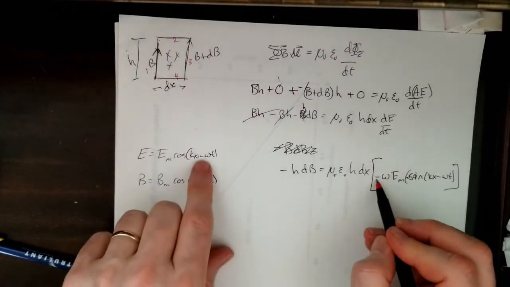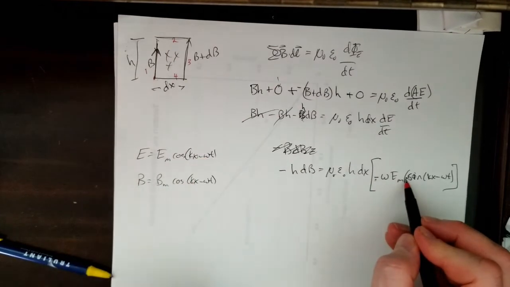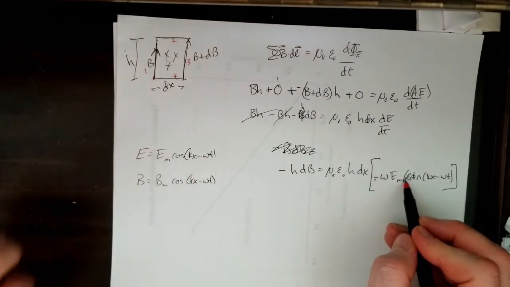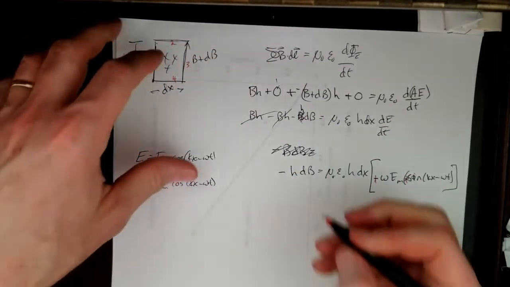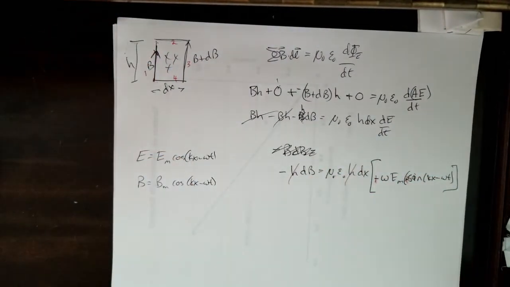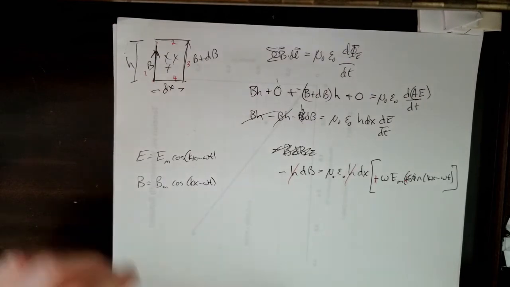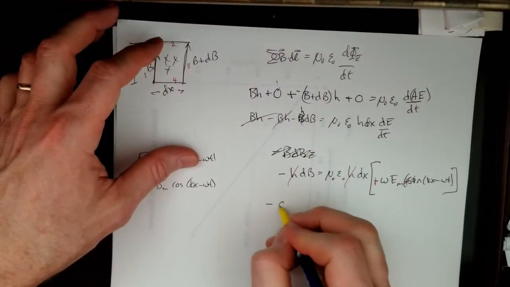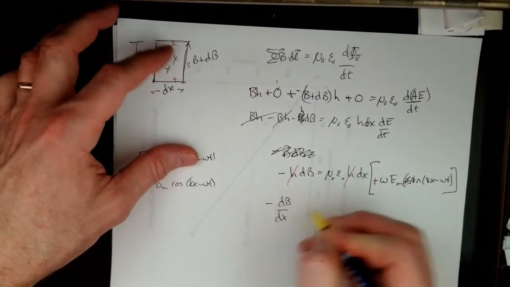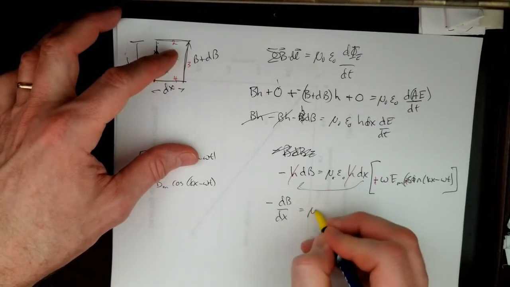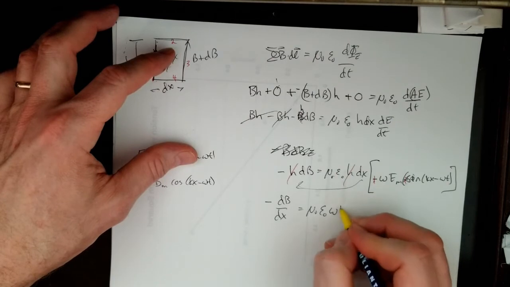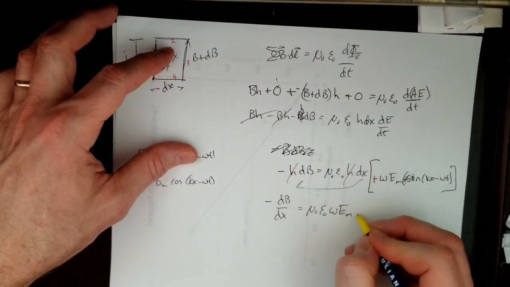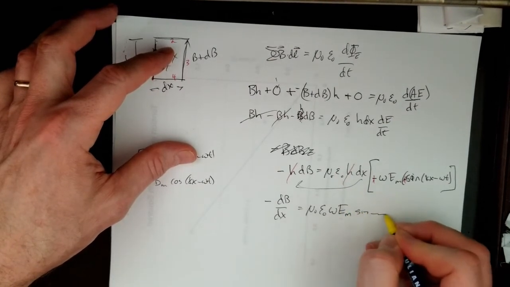This negative here comes from that negative right there, and this negative here comes from the fact that we're doing a derivative of cosine. They will cancel out. Matter of fact, h cancels out. And so I have negative dB/dx, bringing that over, is equal to mu naught epsilon sub naught omega E_m sine of that stuff.